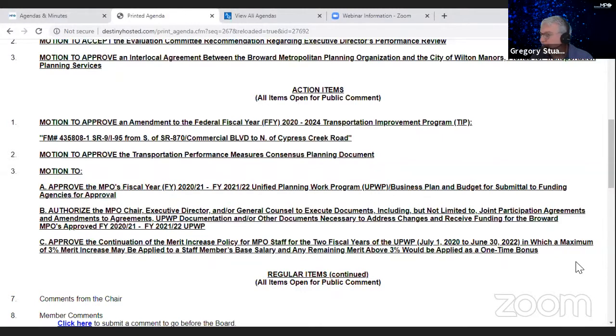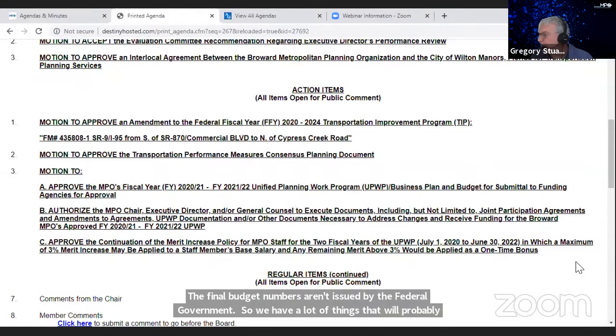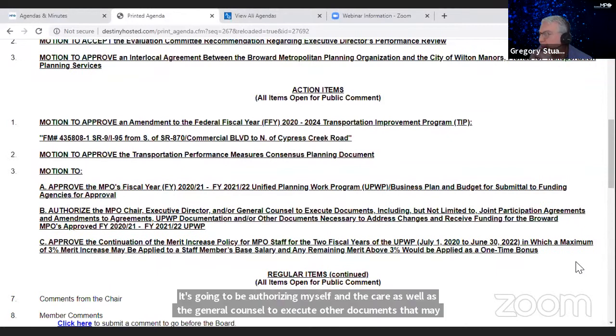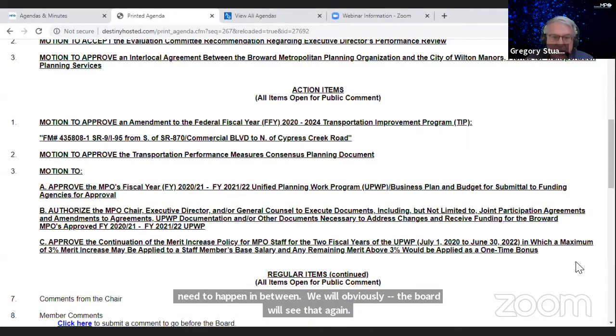It's going to be authorizing myself and the chair, as well as the general counsel, to execute other documents that may need to happen in between. The board will see that again through the administrative process. You'll see any changes, but anything that has to do with numbers or actual final numbers, the board will actually see. And then finally, it's the merit policy for the next 2 years.